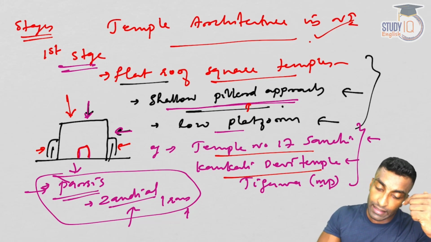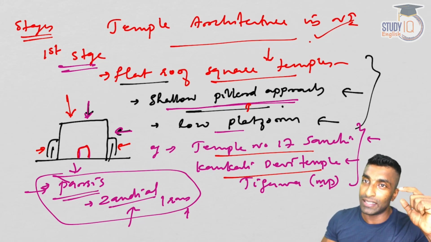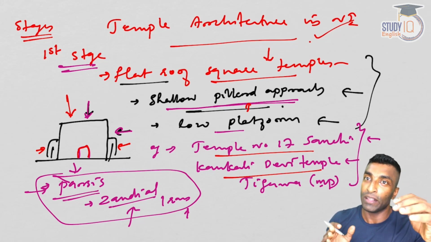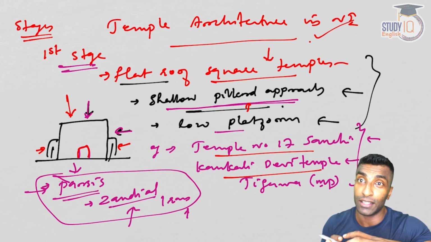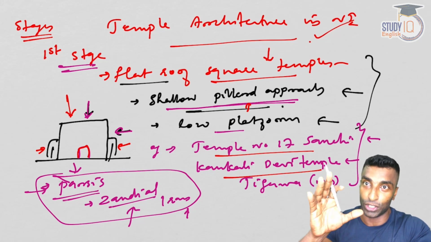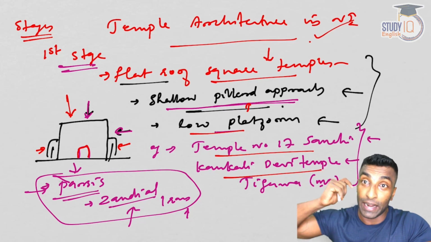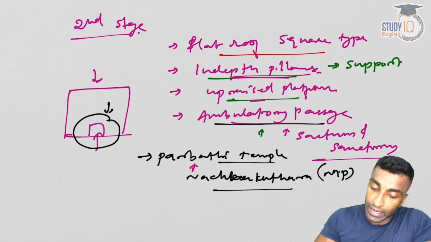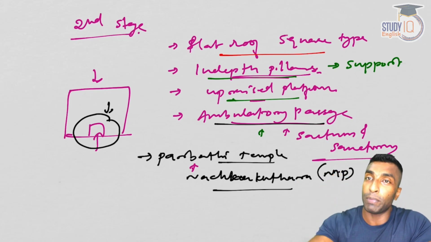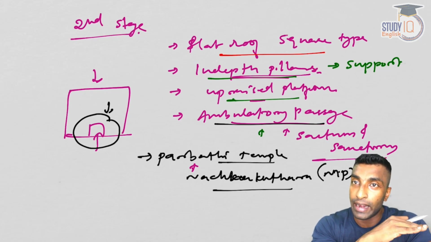In the second stage, the flat roof square temple will continue, but there will be changes in the pillar. The pillar is going to be strong and in-depth to give strength to the structure, and that's the difference. It will be made on an upraised platform. Let me show you that. So the flat roof square type continues, and the in-depth pillars are there for supporting the structure and giving it strength, along with an upraised platform. Earlier it was a low platform.